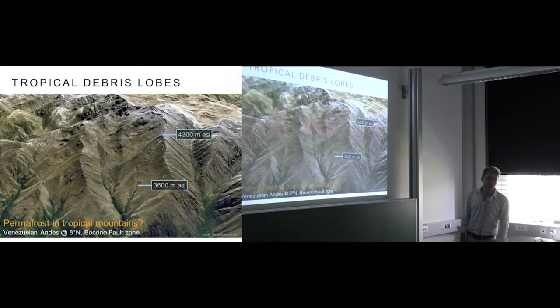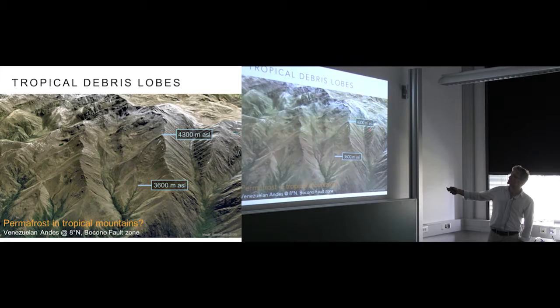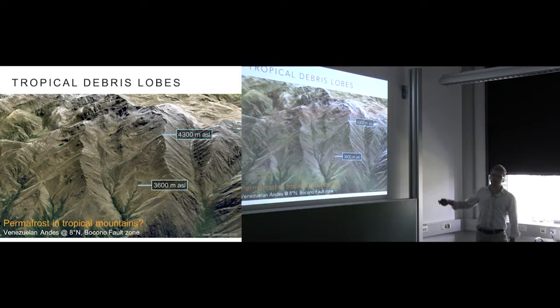And they occur in places where we may not really expect them. This is the Venezuelan Andes near the equator. Okay, this is at about 4,300 meters. And you can see this flow lobe in here. What is it doing up here? There's another one up here. So clearly there's very little in terms of glaciers.